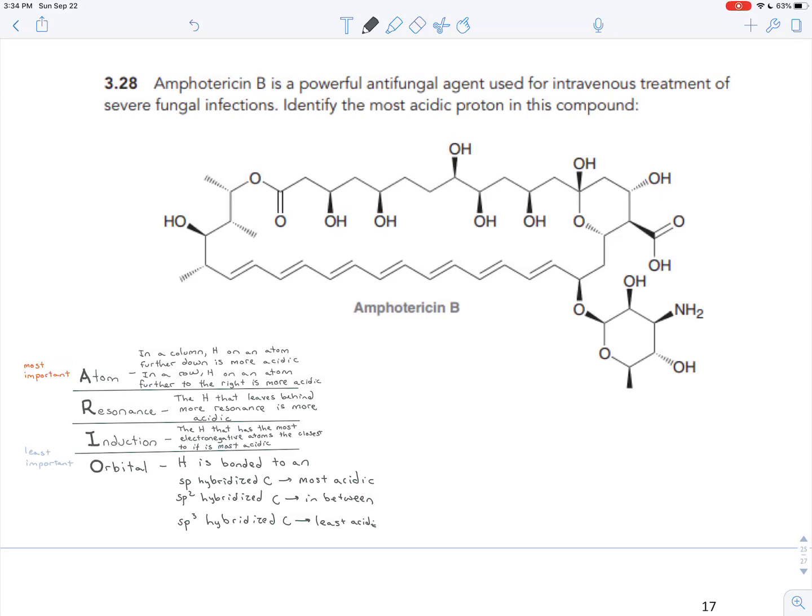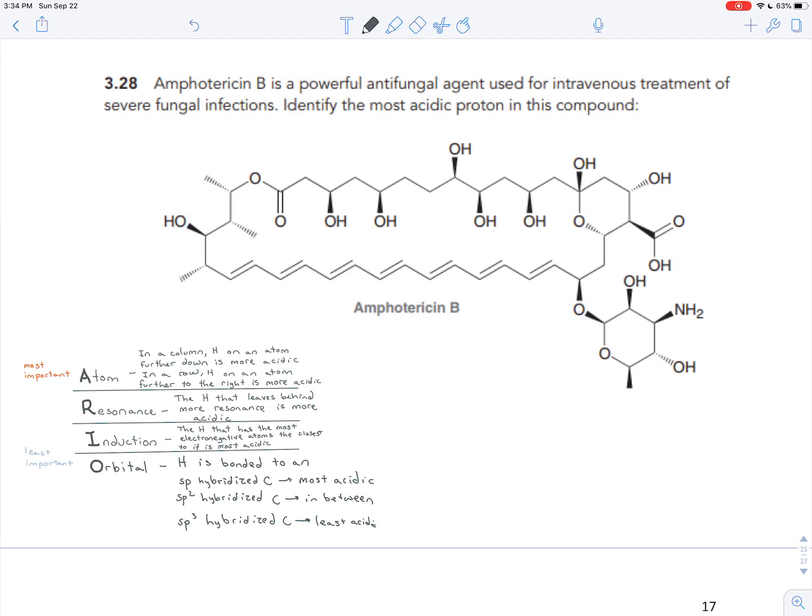Exercise 328 says amphotericin B is a powerful antifungal agent used for intravenous treatment of severe fungal infections. It's very hard to treat fungal infections. Fungi have very similar chemistry as animal cells do, and so things that kill fungi tend to also kill animals, so it's very hard to treat these infections. But you can do it with something like amphotericin B.